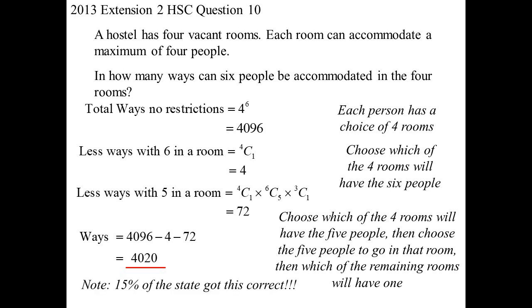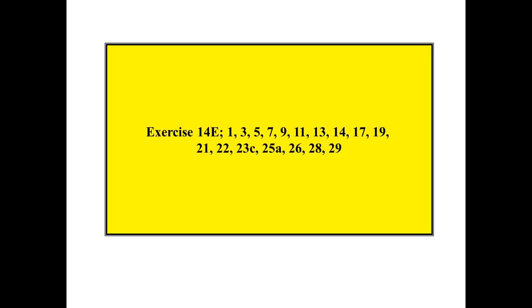15% of the state got that right. That's the one that was multiple choice. Think about it. If you did random guessing, what percentage would you expect to get correct? There's 4 options, 25%. 15% got it right. It's telling us, hey, they should have just guessed. They had a better chance of getting the right answer than trying to work this problem out. It was hard, of course it's hard, it's extension 2. 14E, that's enough from me.